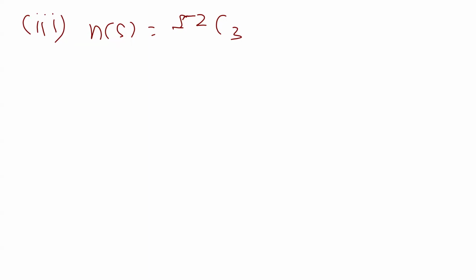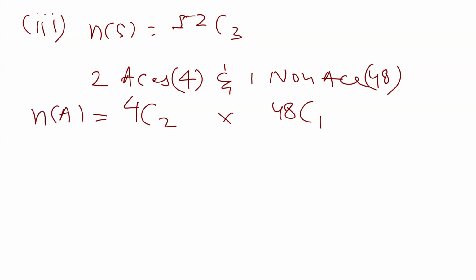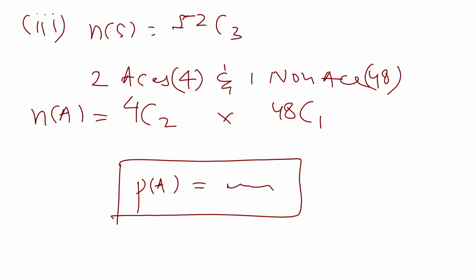So exactly 2 aces. So there will be 2 aces and 1 non-ace. So there are 4 aces. Out of 4, 2 are to be drawn. So this will be 4C2 and is multiplication. 1 non-ace will be 1 out of 48, so 48C1. So let this be n of A. Okay, so P of A is equal to n of A upon n of S, right?